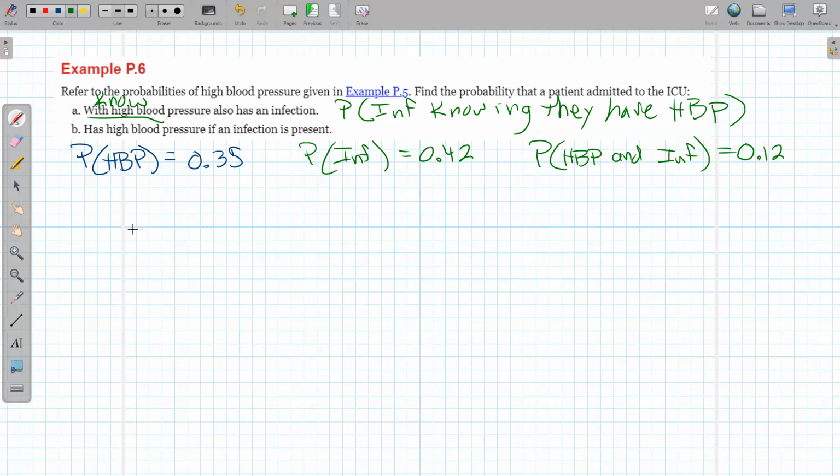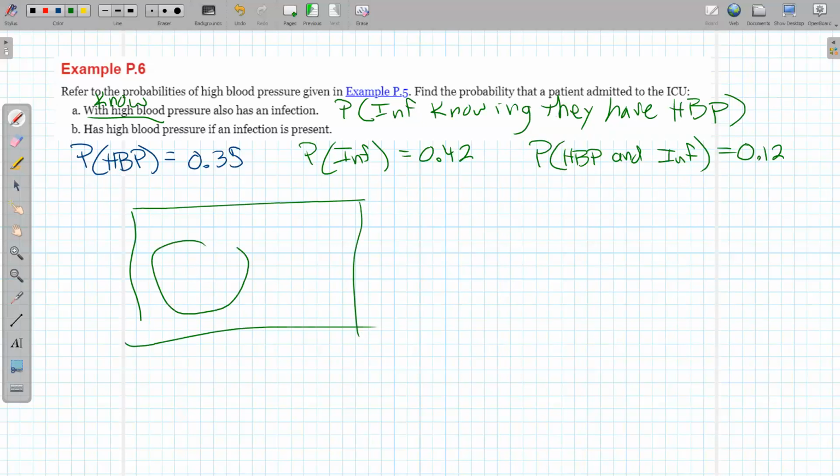So thinking about my picture to analyze this, here's my high blood pressure people. And then here's my infection people. So I have a patient with high blood pressure. That means all I care about right now is this circle right there. In that circle, what's the probability they also have an infection?